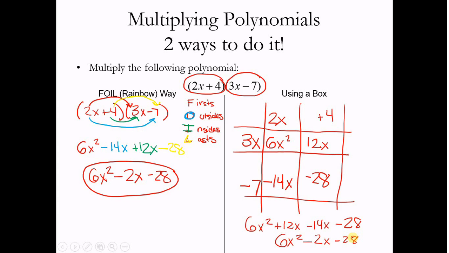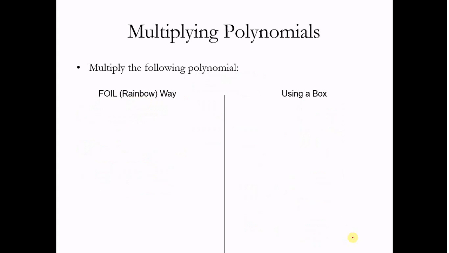Notice how you get the same answer either way. So you can do either of these problems either way, whichever works best for you. If you see FOIL easier or you see the box working easier for you, whichever one works best. So let's do this problem together. We're going to do FOIL and the box, both ways.